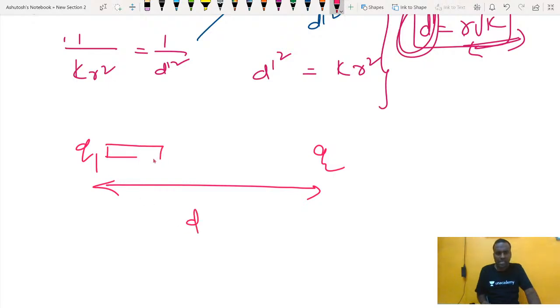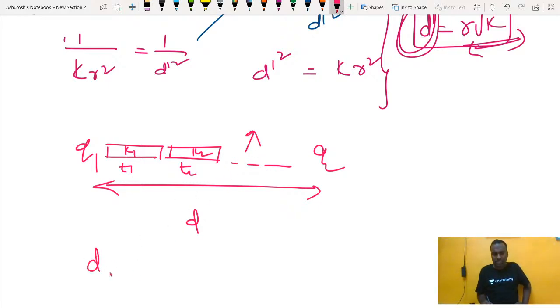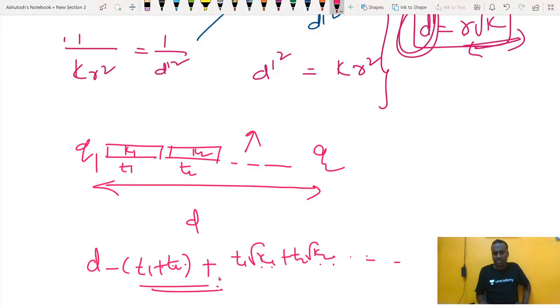If one slab has a thickness t1 and its dielectric constant is k1, and another slab has thickness t2 and k2, and so on. So if only two are there, the effective separation is d minus of t1 plus t2, plus t1 root k1 plus t2 root k2. If three are there, d minus of t1 plus t2 plus t3, plus t1 root k1, t2 root k2 plus t3 root k3, and so on. So this is the way to write, students.